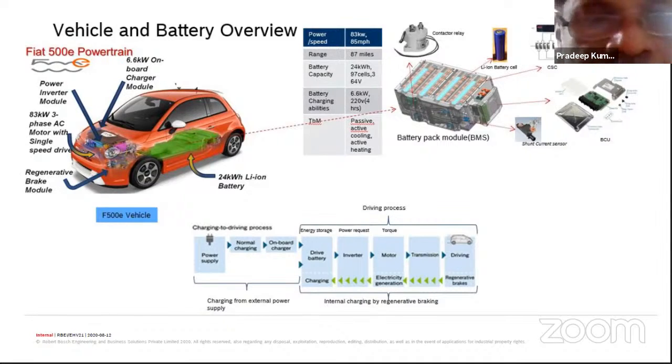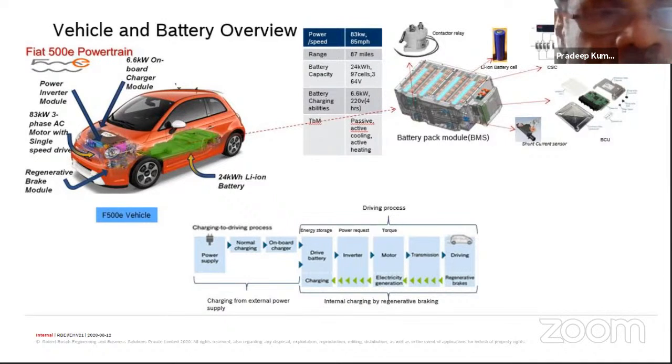This motor comes under the classification of PMSM, permanent magnet synchronous machine. But this particular machine works on AC, whereas the energy is coming from the battery as a DC source. So we need to have a DC to AC converter, and this is what the inverter module does. The power inverter module converts the DC power supply into AC, so that it is driving the AC motor.